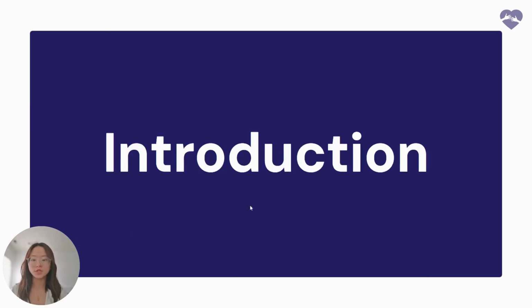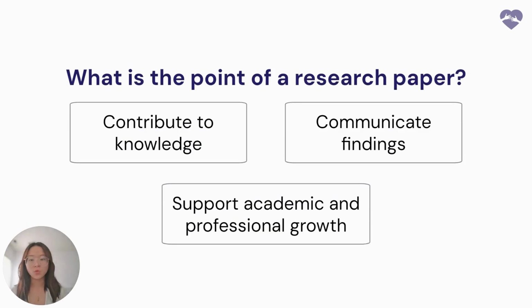Let's start off with an introduction. So, what is the point of a research paper? Well, a research paper serves three key purposes. First, it contributes to knowledge. The paper advances understanding in a specific field by presenting new findings, theories, or insights. Each paper adds to the ongoing conversation within your discipline.